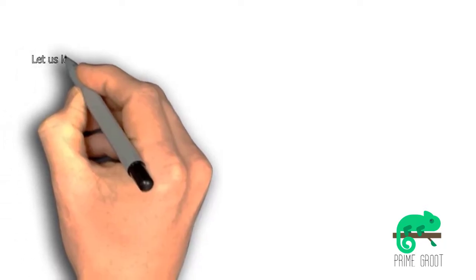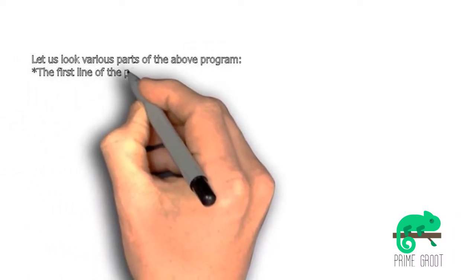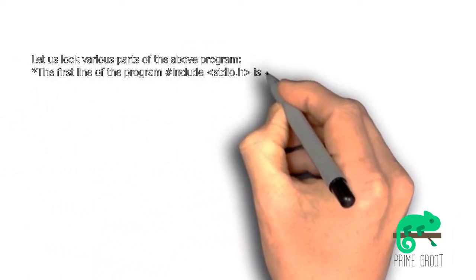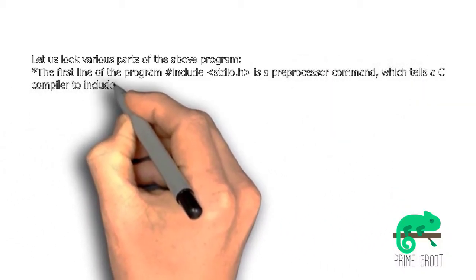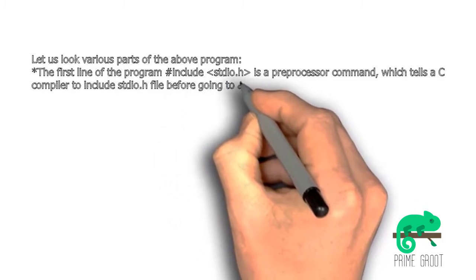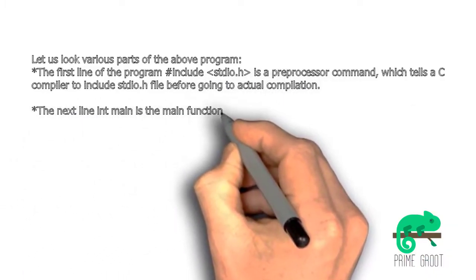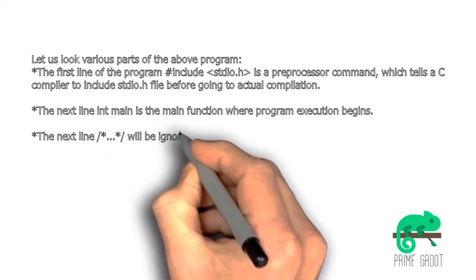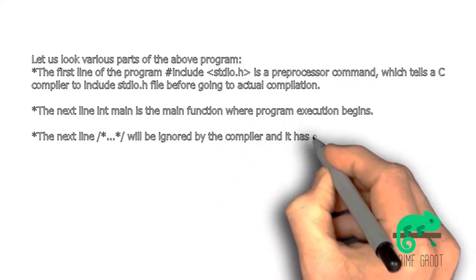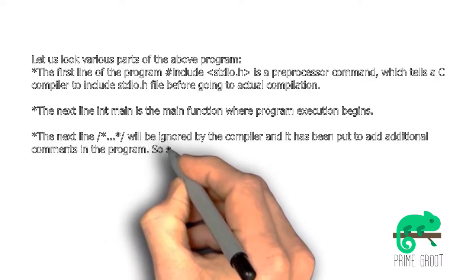Let us look at various parts of the above program. The first line of the program, #include, is a preprocessor command, which tells a C compiler to include the stdio.h file before going to actual compilation. The next line, int main, is the main function where program execution begins. The next line, /* ... */, will be ignored by the compiler, and it has been put to add additional comments in the program. So such lines are called comments in the program.